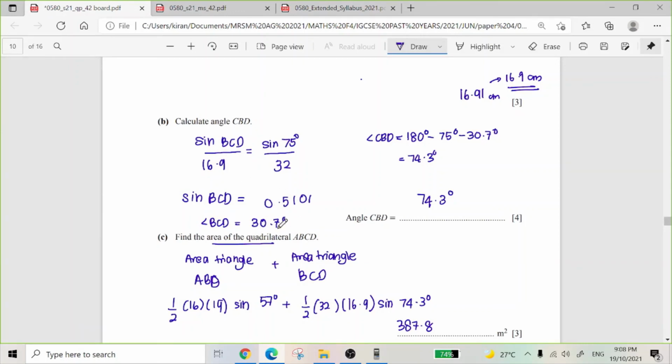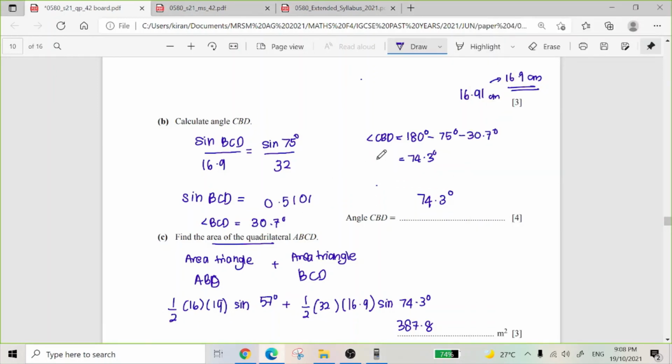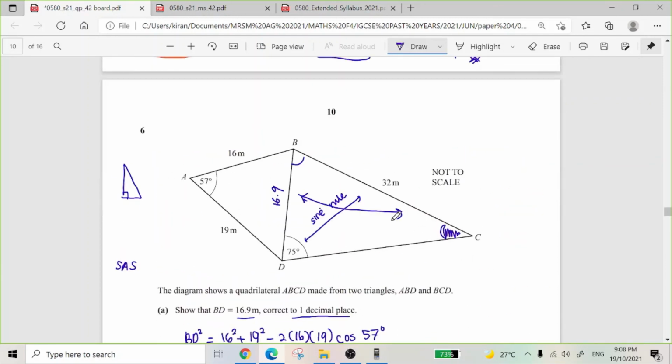Okay, dah dapat ni, tolong shiftkan dia lah. Okay, kita shiftkan sin and then we put 0.5101. So we get 30.7 degree. Okay, that one is for BCD lah. Jadi kita nak dapatkan CBD, 180 degree minus with 75 minus with 30.7, and then we get the angle CBD is 74.3.